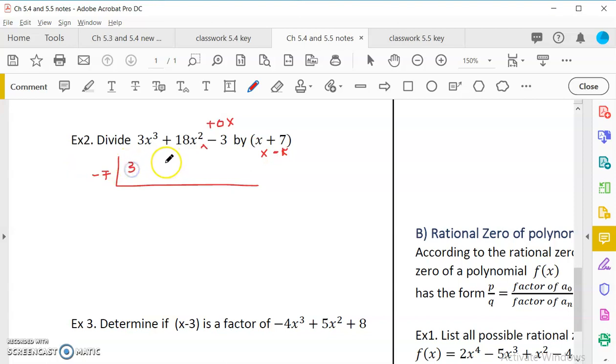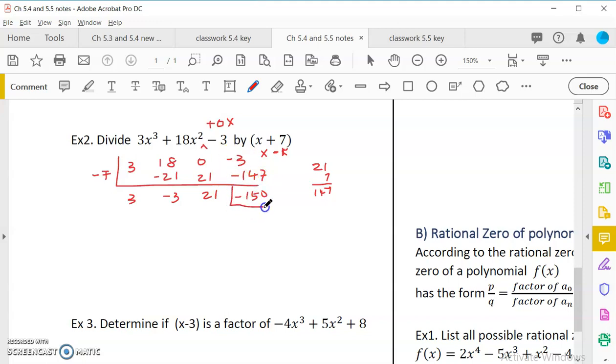So you'd say 3, 18, 0, -3. Bring down the first leading term. 3 times -7 is -21. Add them is -3. -3 times -7 is positive 21. Add them is 21. 21 times -7 is -147. You add them is -150.